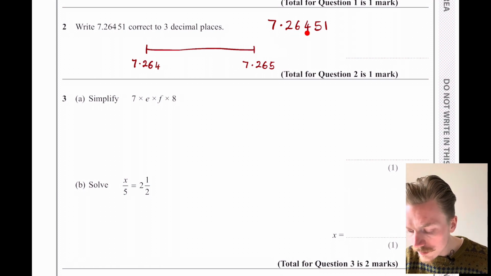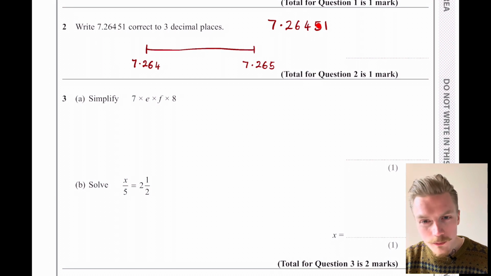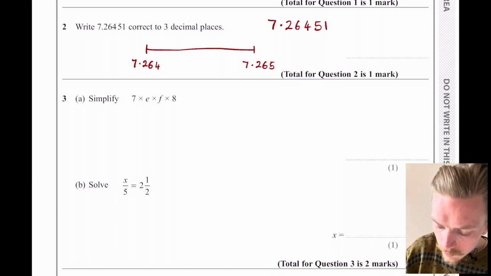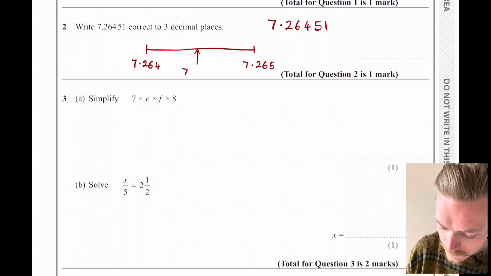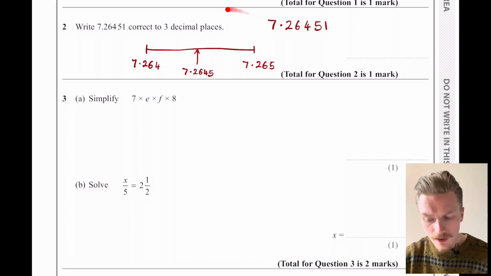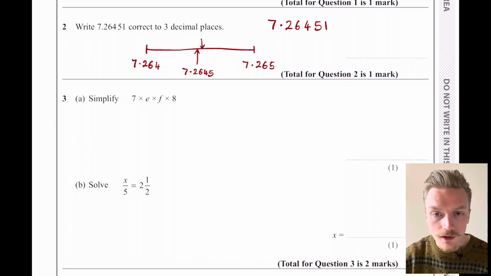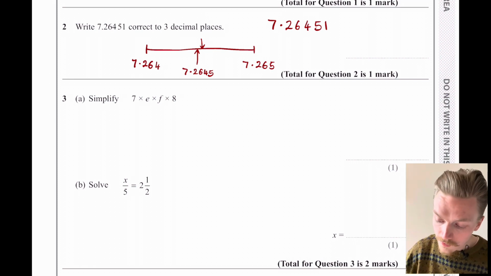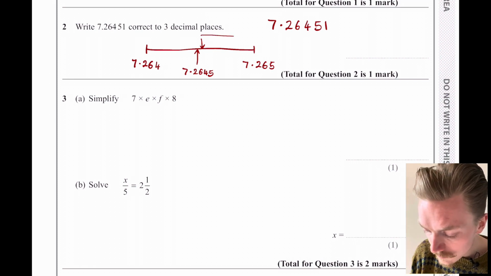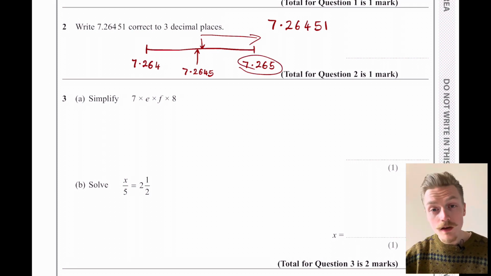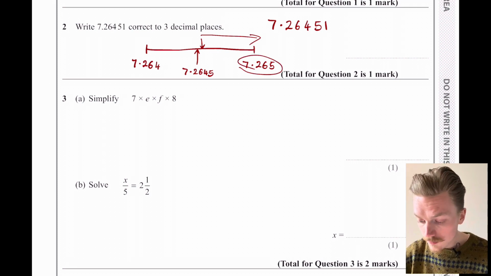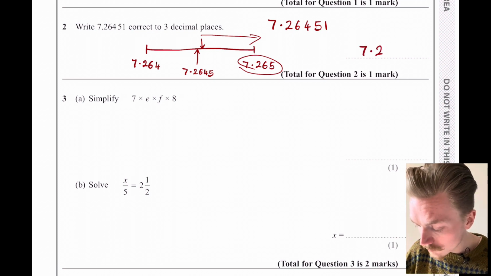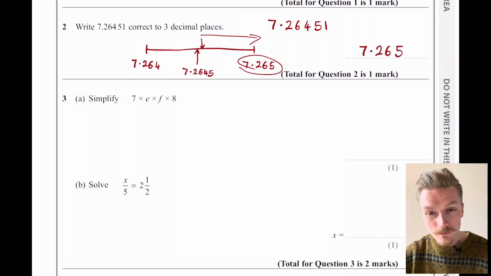So it's 2645. The number after it is a 5. If I think about what's right in the middle of this number line, that is 7.2645. So up to this point, it's exactly in the middle. But then have a look, I've got a 1 on the end of it. That pushes it ever so slightly above that halfway point. So that means I'm going to round it upwards. So it's bigger towards the end, which means it's closer to 7.265. That's what it's closest to.